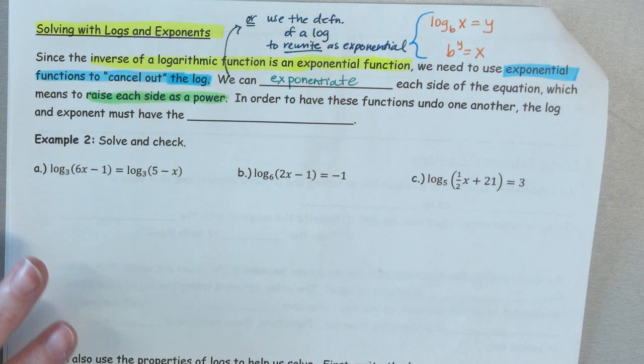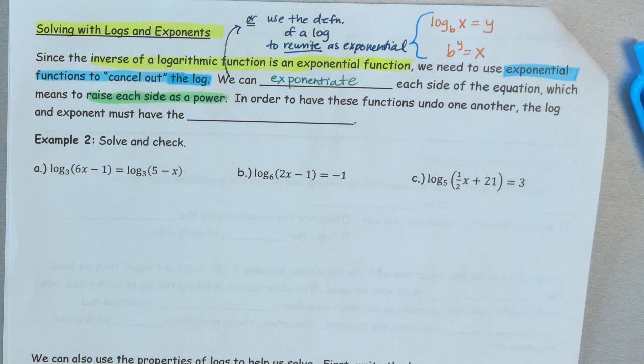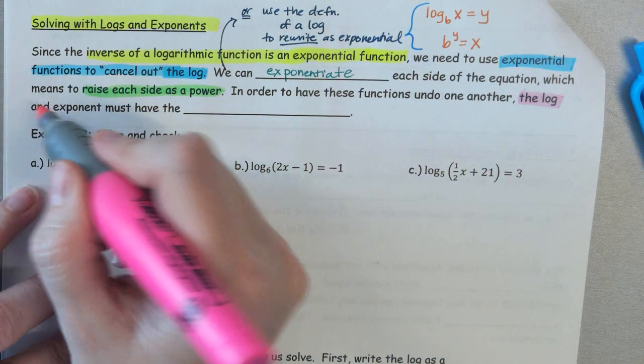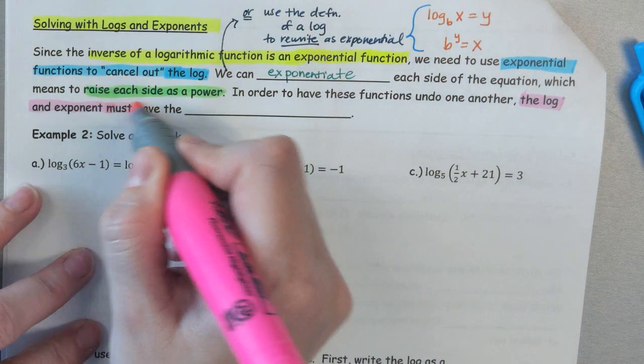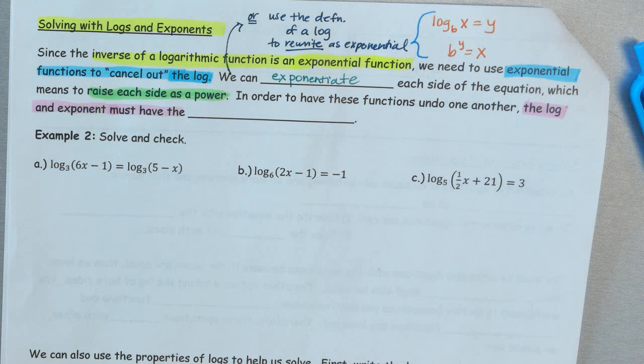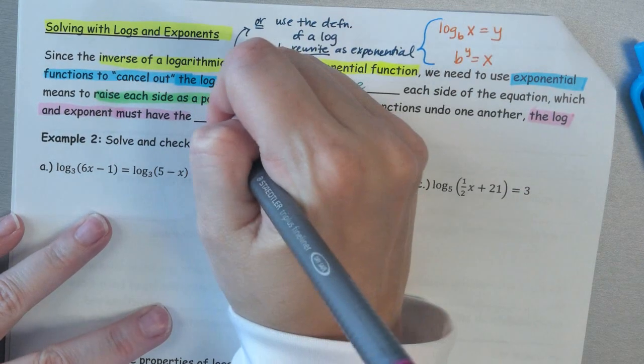In order to have these functions undo the other one, we're going to make sure that the log and the exponent must have the what? What did we just do with the log and the exponent? What do they have to have? Yeah, the same base. They have to have the same base.